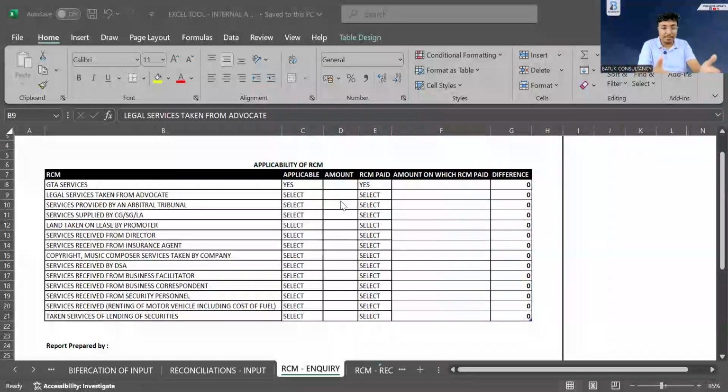So all these items we just need to check in the profit and loss account only, like whether any freight related expenditure, any transportation related expenditure, any legal fees, or any advocate related fees have been booked. We just need to ensure the same.